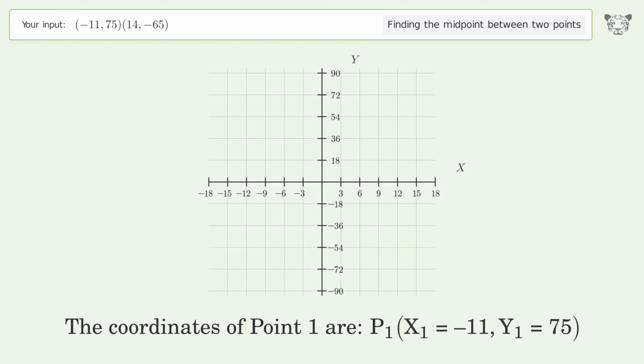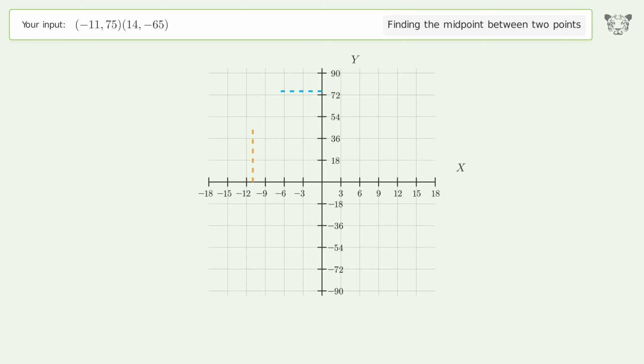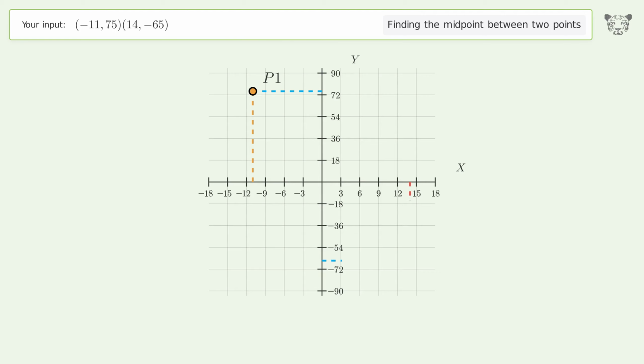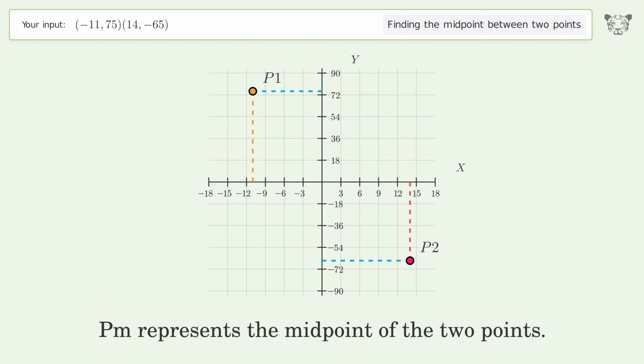The coordinates of point 1 are, x1 equals -11, y1 equals 75. The coordinates of point 2 are, x2 equals 14, y2 equals -65. PM represents the midpoint of the 2 points.